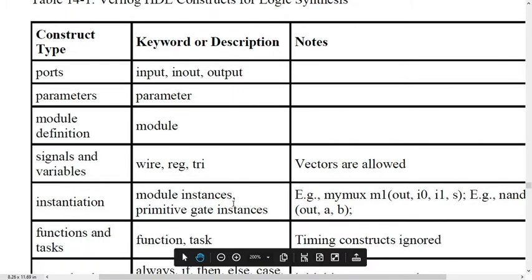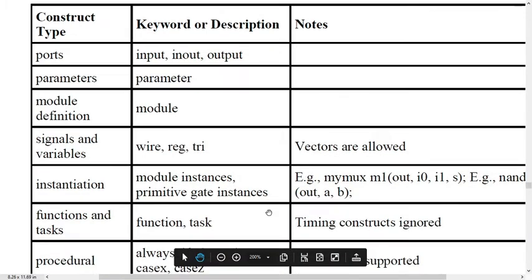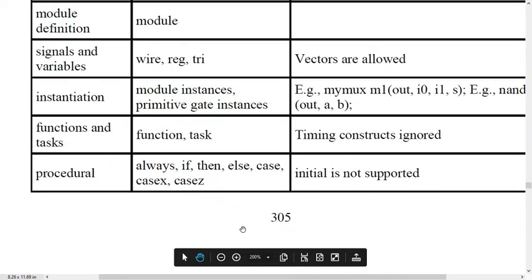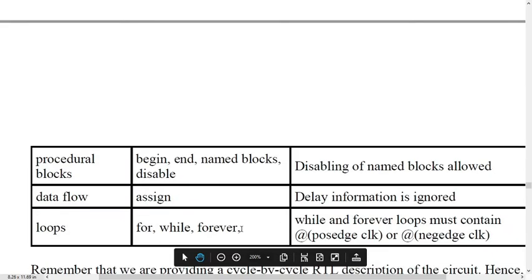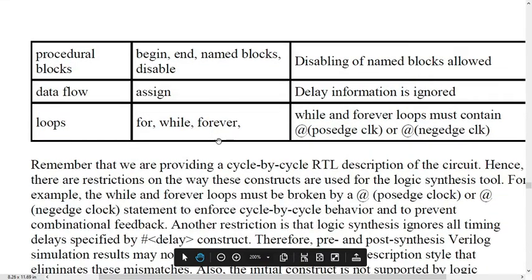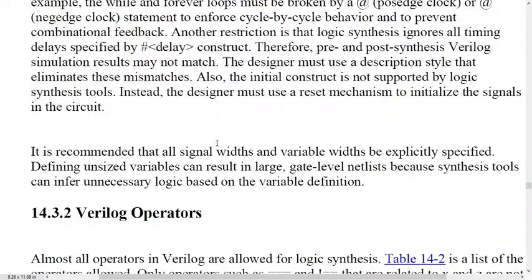Module instance and the primitive gate instance, function, task, always, conditional statements, case statements, else. So these are the different constructs. What we are going to use, assign will be there, right? So these are the different constructs.